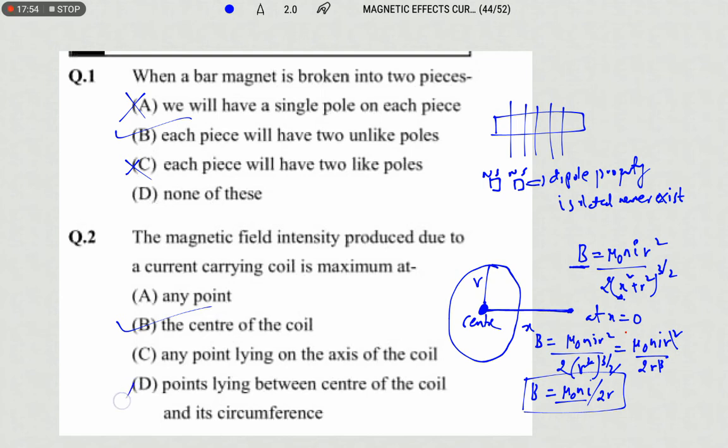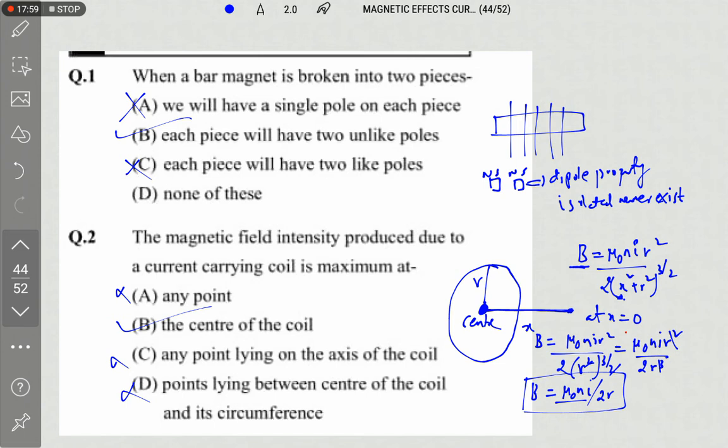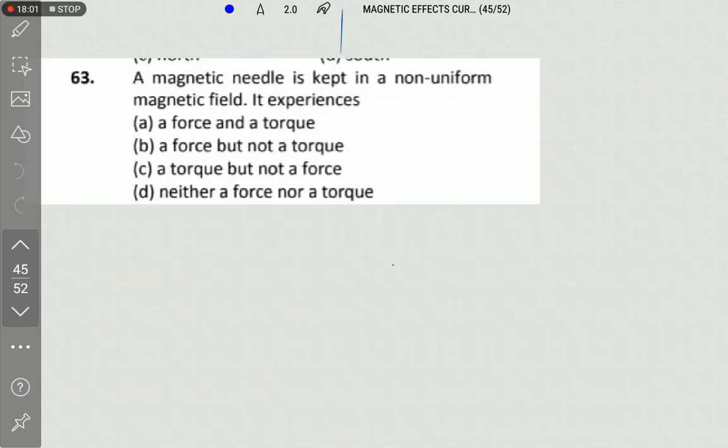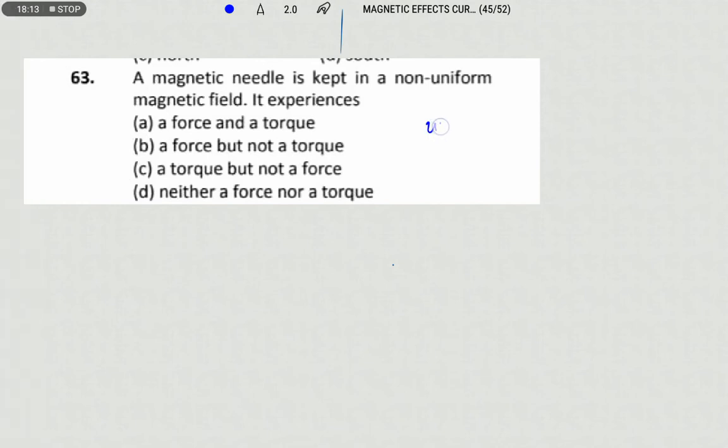So this is wrong, and this is also wrong, and this is also wrong. A magnetic needle kept in a non-uniform magnetic field experiences... So see, here we have two types of fields: one is uniform magnetic field and the second one is non-uniform magnetic field. Most of the students get confused answering this question.